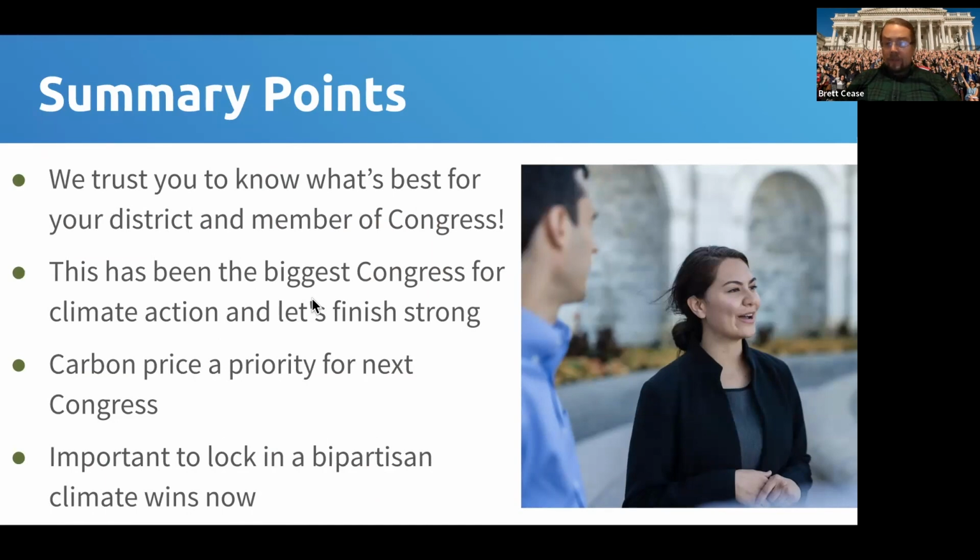And we know that this Congress has already been historic. It's monumental. It's watershed. This is the most climate action that's really ever happened in the history of the U.S. Congress. And we want to push them even a little further to finish even stronger and lock in those bipartisan climate wins now while we still have that opportunity in the lame duck. So that's where we're focused on.